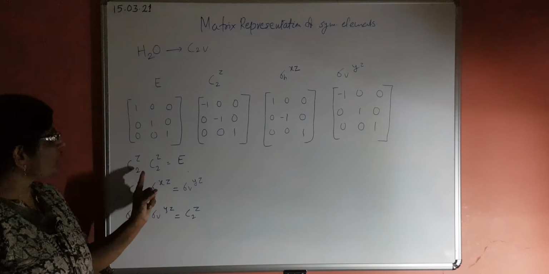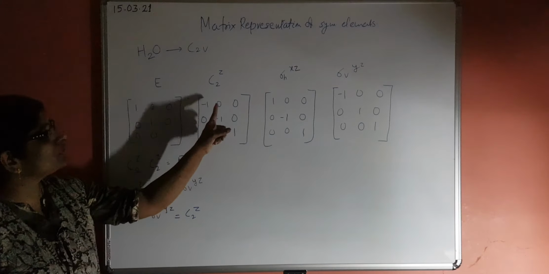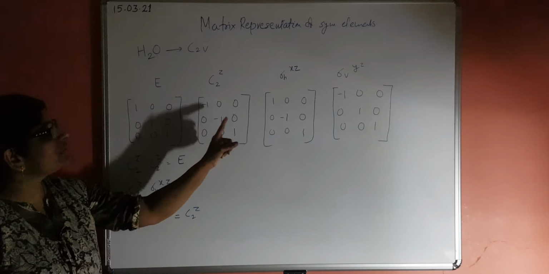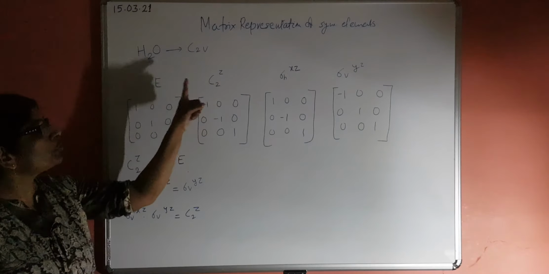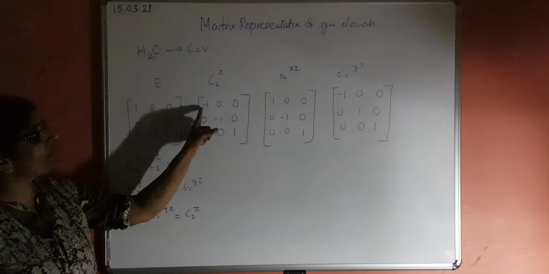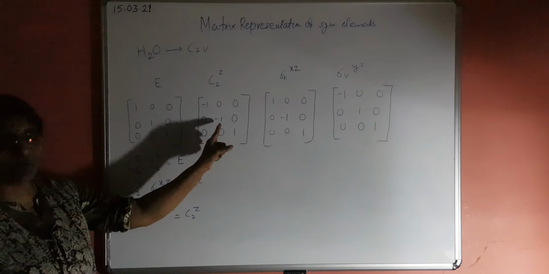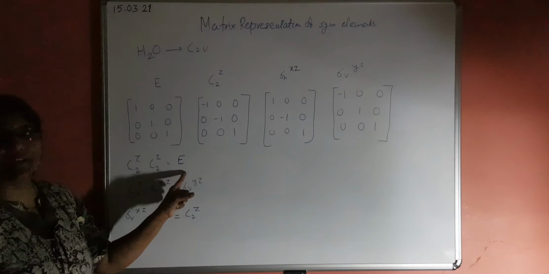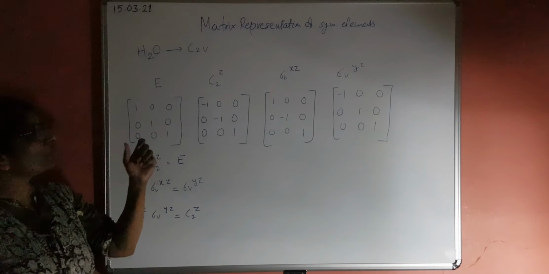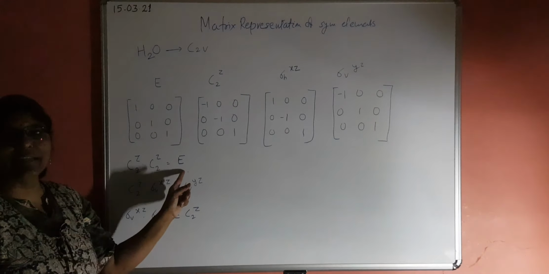When we perform the product of C2Z into C2Z, just look at these matrices: minus 1, 0, 0, 0, minus 1, 0, 0, 0, 1. This is the matrix for C2Z. If we take the product of the similar matrix, minus 1 times minus 1 will come 1, again here it will come 1, and 1 into 1 will come 1. So it will be just the identity matrix. So the product of C2Z into C2Z is identity.